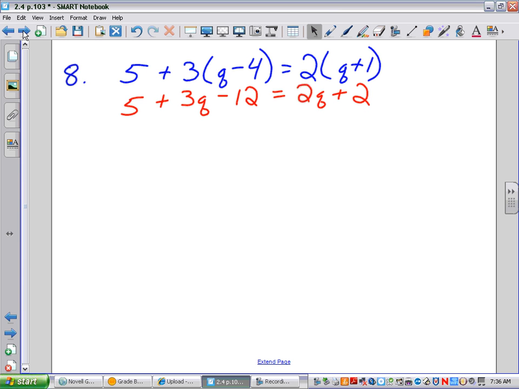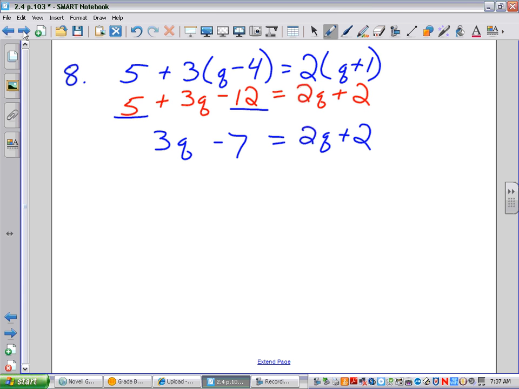Then, something different. If you notice on the left side, you have this 5 and this minus 12. They can be put together. That's called combining like terms or collecting like terms. So think 5 minus 12. 5 minus 12 is a negative 7. But I'm going to bring down this 3q out here. Then my equals 2q plus 2 can be brought down as well. Again, that's called combine like terms. 5 minus 12 is negative 7.